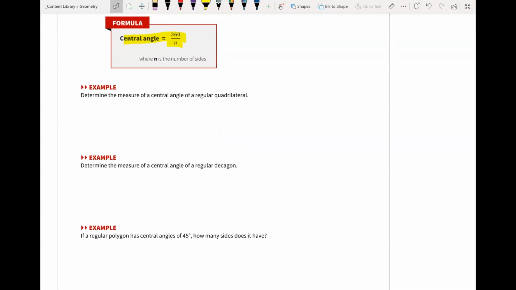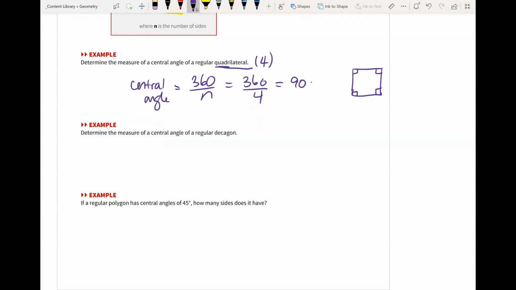Determine the measure of a central angle of a regular quadrilateral. A quadrilateral has 4 sides. So if you're going to look for the central angle, it's going to be 360 divided by n. In this case, our n is 4, which is 90 degrees.